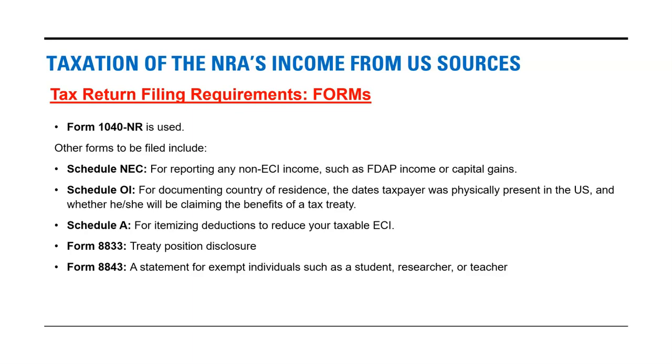For itemizing deductions to reduce taxable effectively connected income, Schedule A should be filled out. Form 8833 is the treaty position disclosure, and Form 8843 is the statement for exempt individuals such as a student, researcher, or teacher, as we said in the previous slide regarding capital gain.